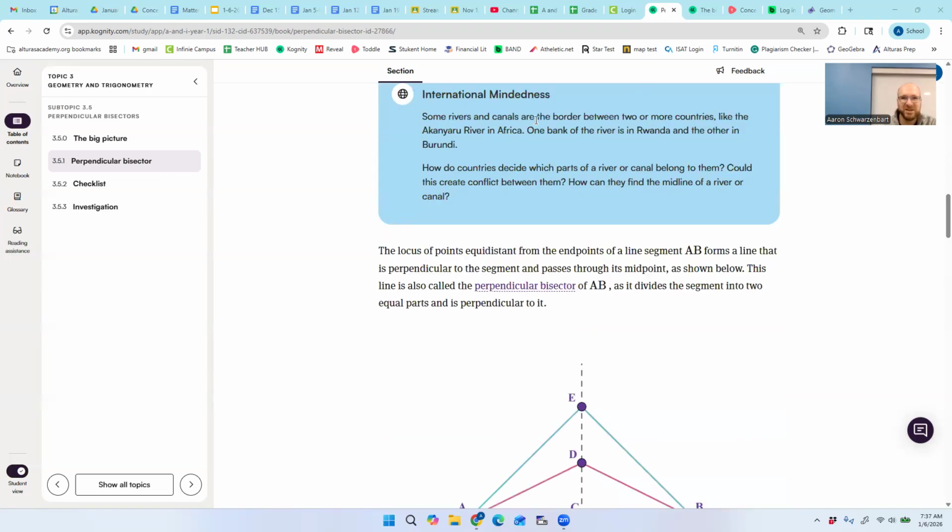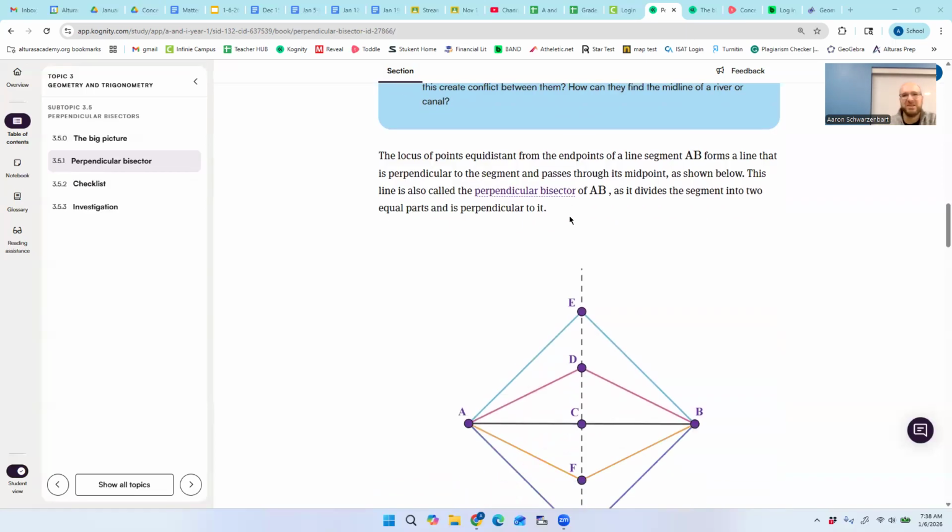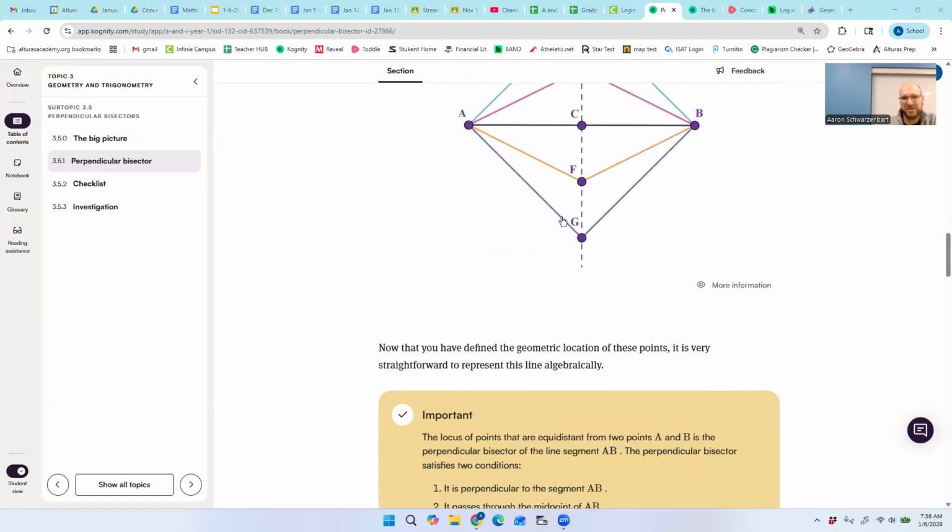So some rivers and canals are borders between two or more countries, like the Akanyara River in Africa. One bank of the river is Rwanda, the other is Burundi. How do countries decide which parts of rivers or a canal belong to them? Could this create conflict between them? Yes, absolutely. They often draw something down the midline of the river or the canal and say, in a lot of cases, they probably put buoys there. You can fish this side, you can fish that side.